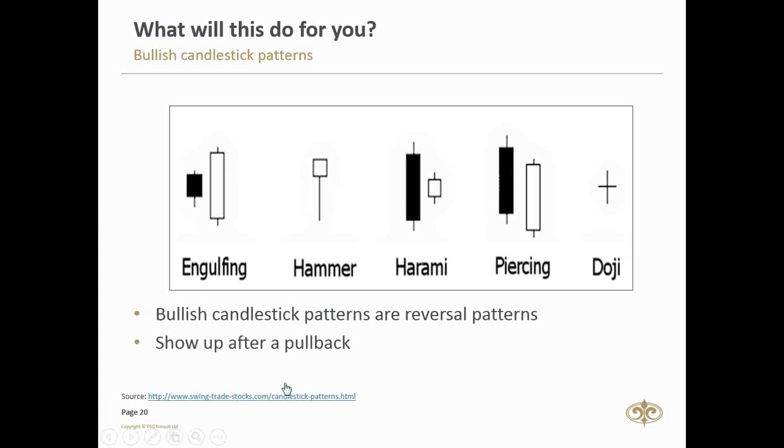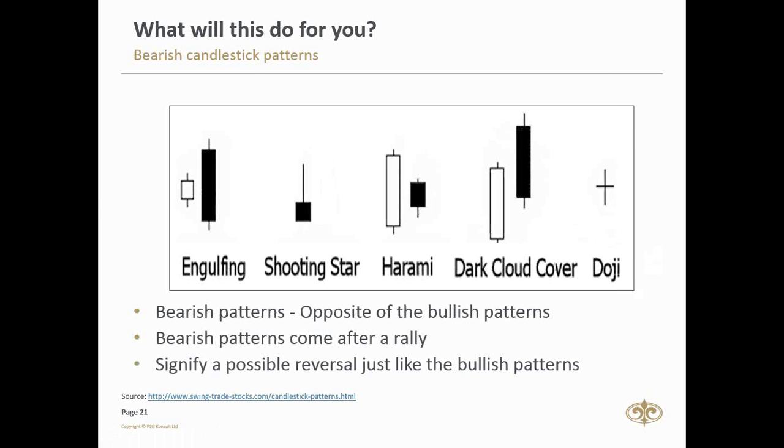And this I took from a website called Swing Trade Stocks. These are the 5 most popular bullish candlestick patterns. They usually indicate reversal patterns, and they usually show after a pullback. So you find that the market has dropped, and now we're starting to bounce up. So we talk about bullish engulfing, hammers, harami, piercing, and dojis. I'm not going to go into too much detail now, obviously time constraints, but those are the bullish patterns, and the opposite of that will be the bearish patterns.